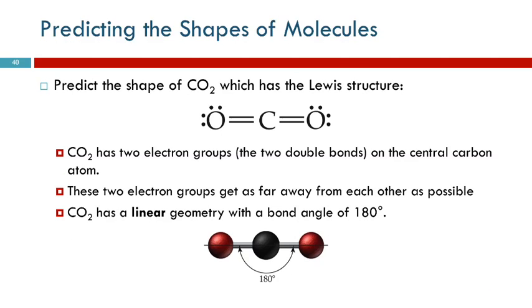Okay, so we need to start by looking at Lewis structures for the molecules. So here's the Lewis structure for carbon dioxide. So the central atom, carbon, has a double bond to one oxygen and a double bond to this other oxygen. We see that the octet rule is satisfied. All 3 atoms have an octet of electrons. What we're going to do is look at that central atom and ask ourselves, how many electron groups are on the central atom? Well, a double bond is 1 electron group. There's 2 double bonds, right? So that means there's 2 electron groups.